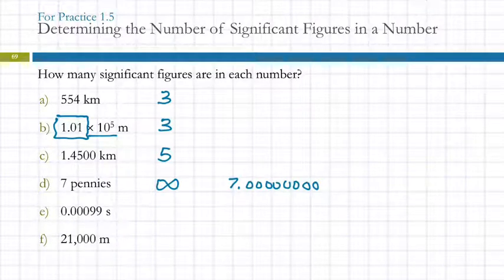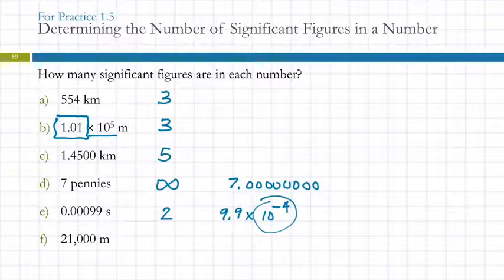0.00099 seconds. 2. This is like playing some weird game, right? So these zeros at the beginning, leading zeros, are not significant because they're holding the decimal place. When we put that number into scientific notation, it becomes 9.9 times 10 to the something. It'll be 10 to the minus 4. Those zeros go away because they get wrapped up in this times 10 to the something. That's the place holding part. So that one has 2 sig figs.